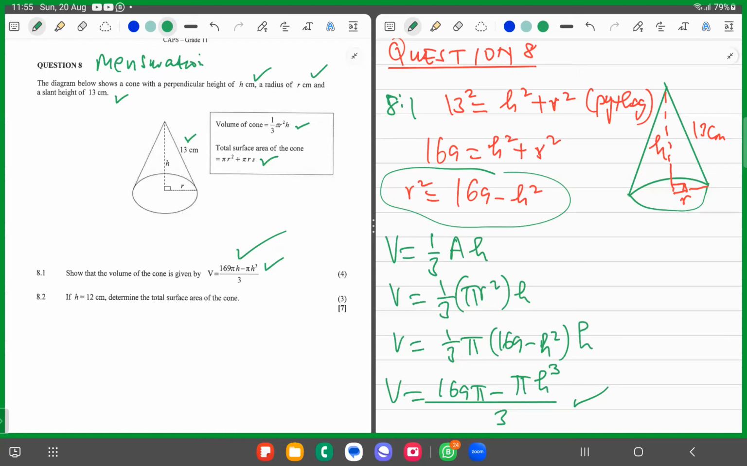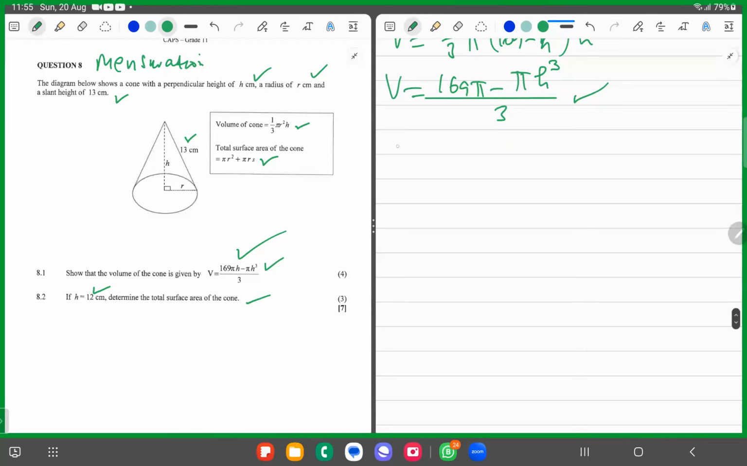Now we move to the next question. The next question is part B of the question. And part B of the question is, if h is 12, determine the total surface area of the cone. Right, so we're going to determine the total surface area of the cone there. All right, so let's just do that one.